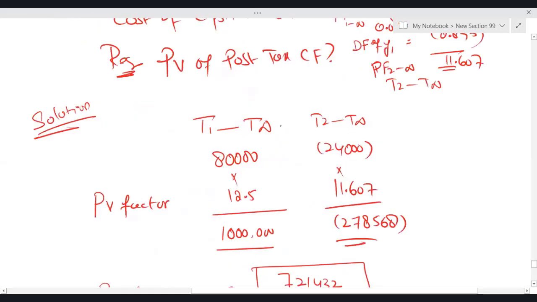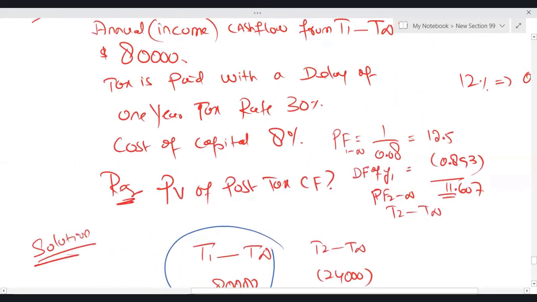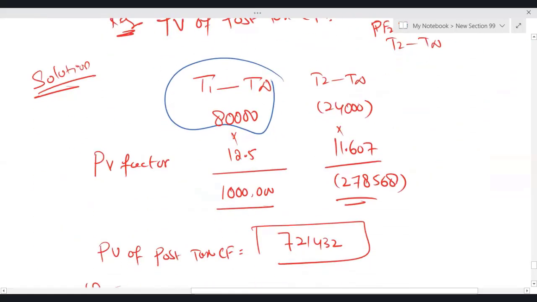Look at this. The time period of income is coming from T1 till T infinity. An exam question says tax is paid with a delay of 1 year. If tax is paid with a delay of 1 year, so can I say the tax will arise from T2 till T infinity?